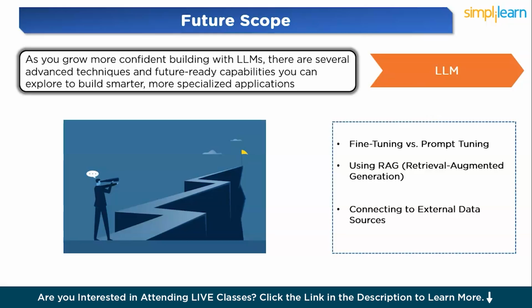Use fine-tuning when you need deep domain adaptation. Use prompt tuning for faster task-specific improvements. Now, the next thing you could include is RAG.